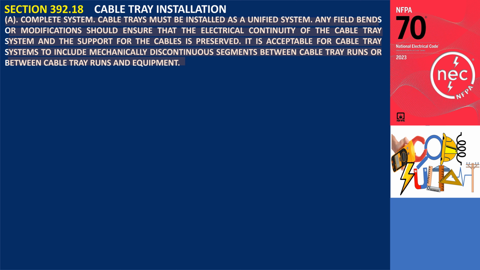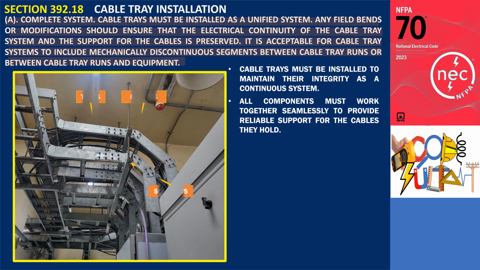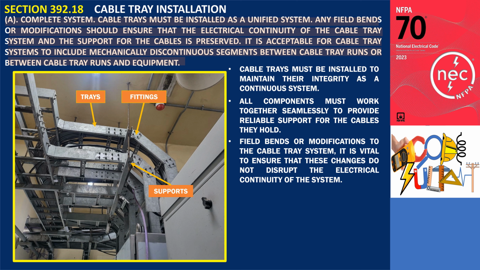As noted in this section, cable trays must be installed to maintain their integrity as a continuous system. This requires that all components, trays, fittings, and supports work together seamlessly to provide reliable support for the cables they hold. When making field bends or modifications to the cable tray system, it is vital to ensure that these changes do not disrupt the electrical continuity of the system.